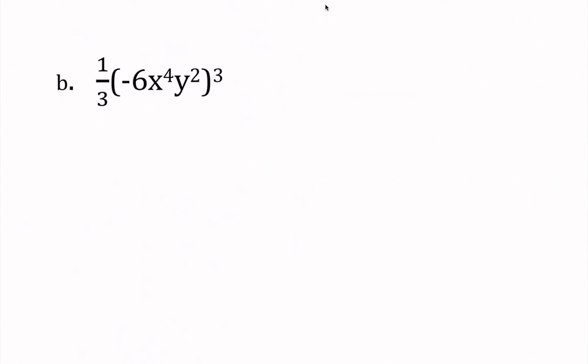Last one. So my 1/3 will just drop since it's not inside the parentheses. This exponent of 3 goes to everything on the inside, starting with this -6. So I'm going to put -6 in parentheses and raise it to the third power. The next thing I need to give it to is that x. X already has an exponent of 4, but it's being raised to the third power. So remember, we multiply. 4 times 3 is 12.